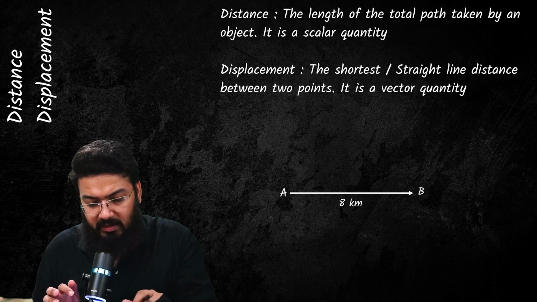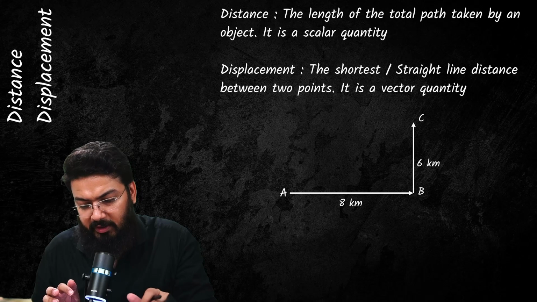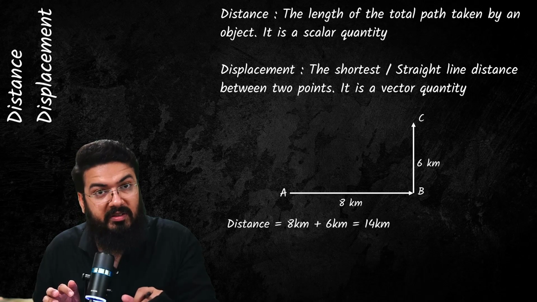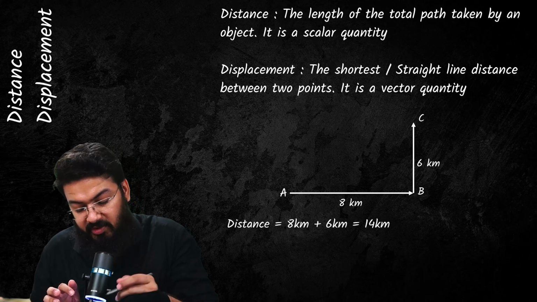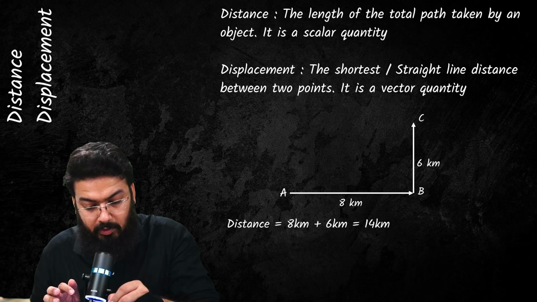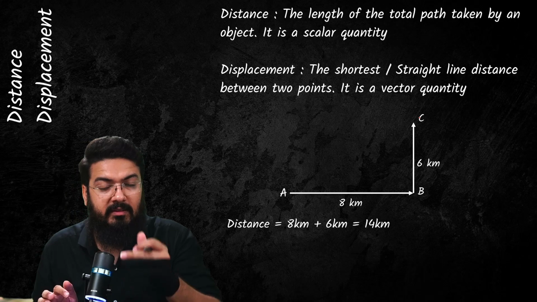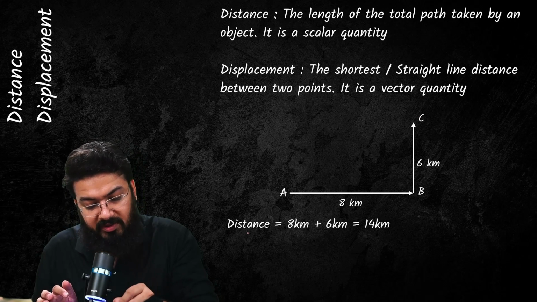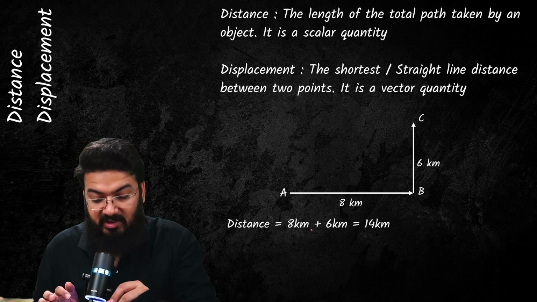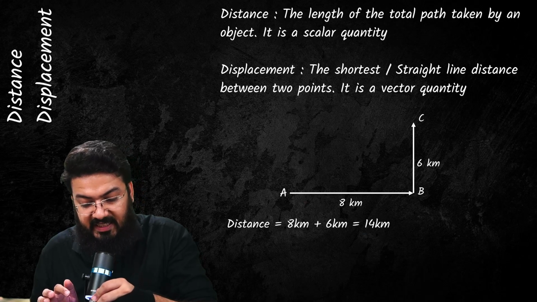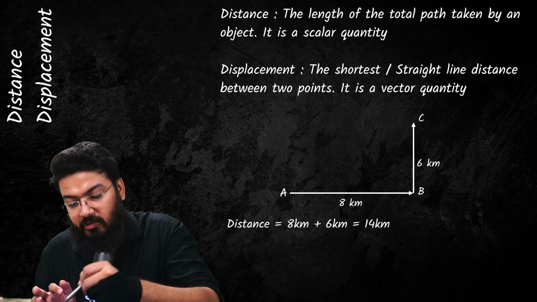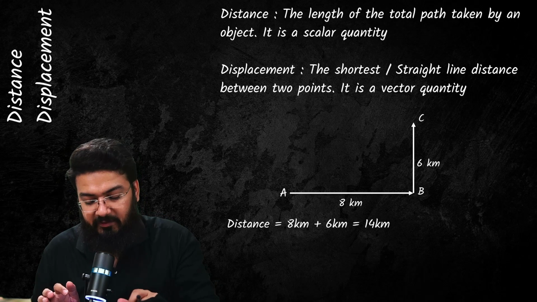Let's take an example of an object going from A to C. Now the distance of the object going from A to C, so let's say, for example, if the object goes from A to B and then from B to C, then the total distance traveled would be what? The distance traveled would be 14 kilometers. The first A to B, that's 8 kilometers, plus B to C, that's 6 kilometers. The distance would be 14.